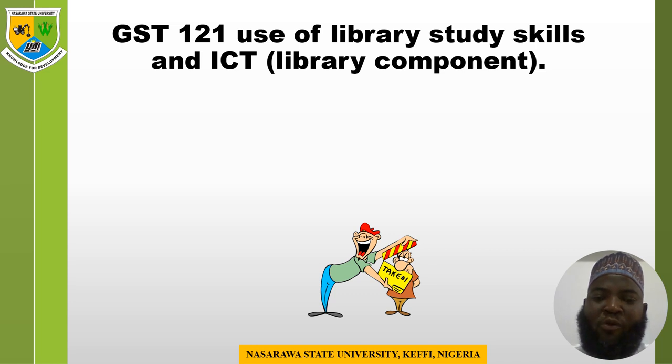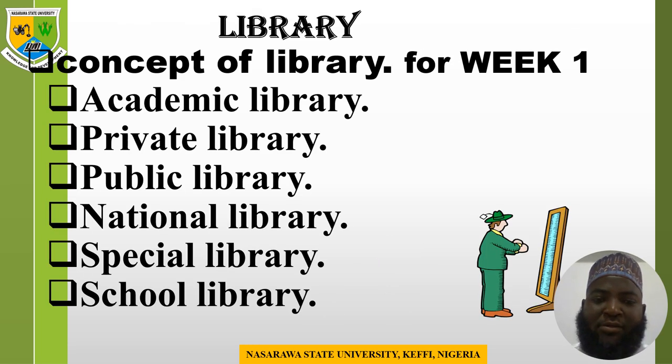For me, I'll be having four topics to treat with you, one of which includes the definition of the library. The second one is historical development of library. The third one is type of library, while the fourth one is going to be cataloging and classification. We are now starting with the concept of library, which is going to form the fourth week of our lectures.